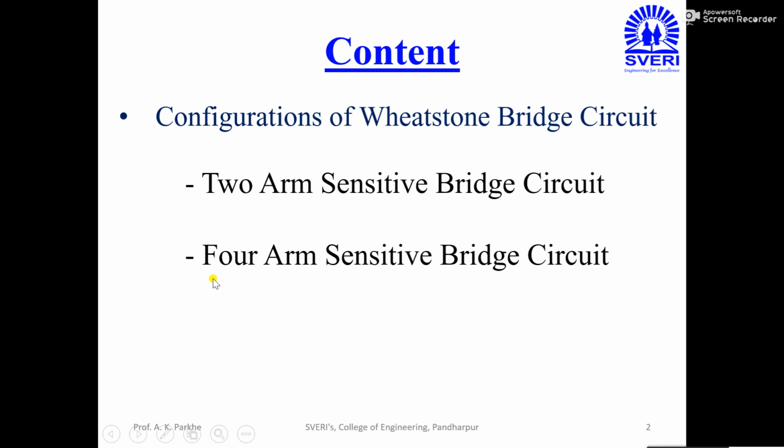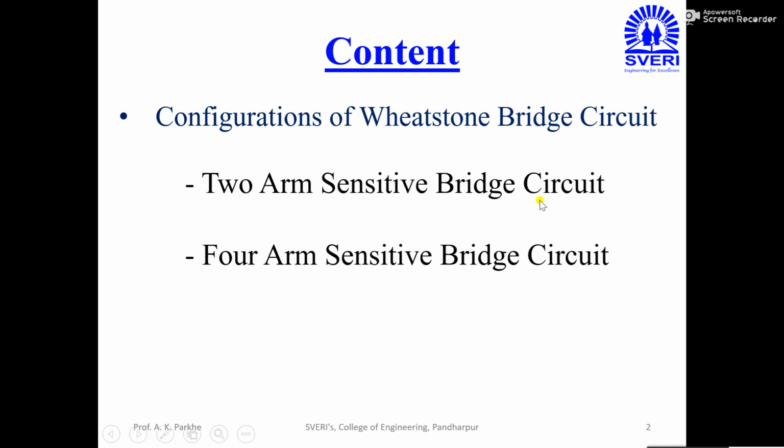Similarly, what is meant by the four arm sensitive bridge circuit? Out of the four arms, all the arms of the Wheatstone bridge circuit are sensitive. Means if four strain gauges are simultaneously used, then that bridge circuit is called a four arm sensitive bridge circuit. So one by one we'll discuss the two arm sensitive bridge circuit and the four arm sensitive bridge circuit.